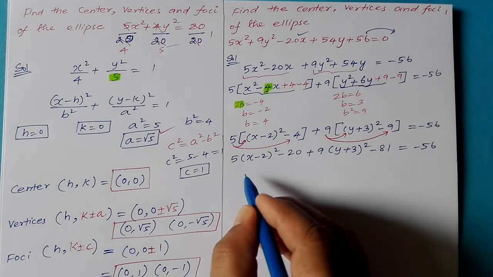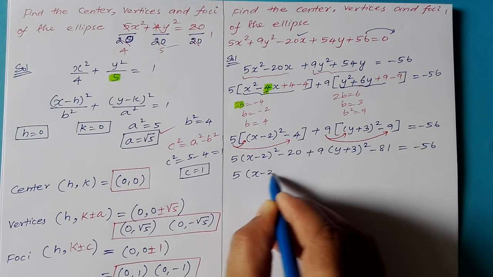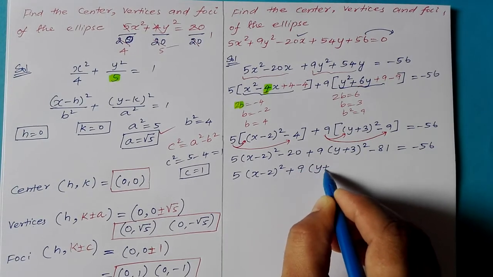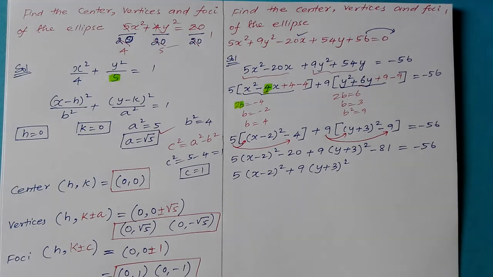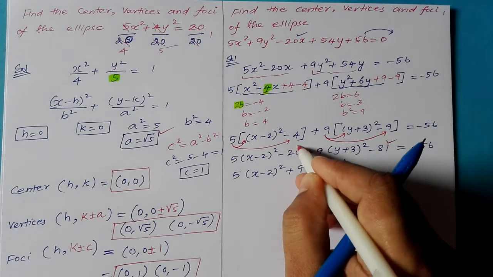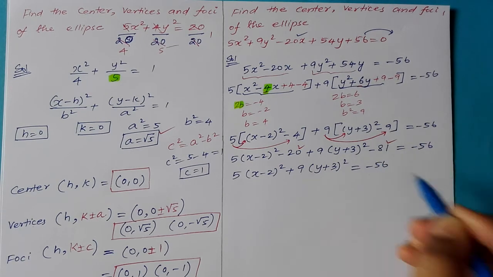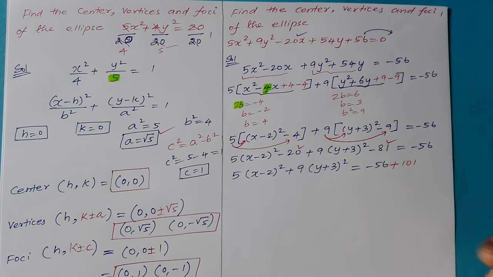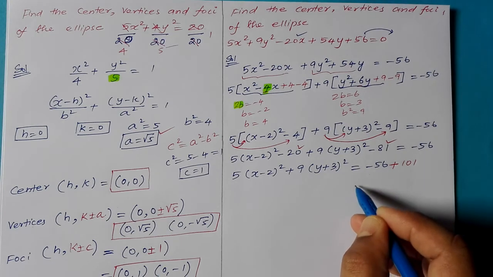Now I write only the x terms and take the constant number on the other side. You will have 9 into y plus 3 whole square. Here if you add it, you will get 101 minus 56, so if you bring that side, it becomes plus. So what should be the answer? 45.